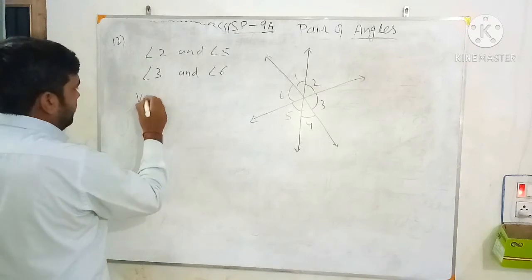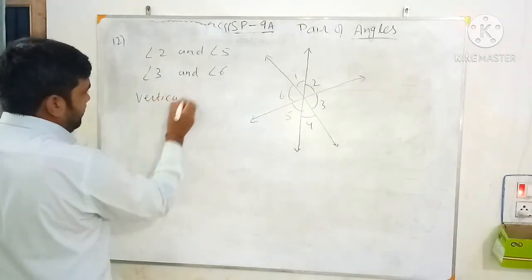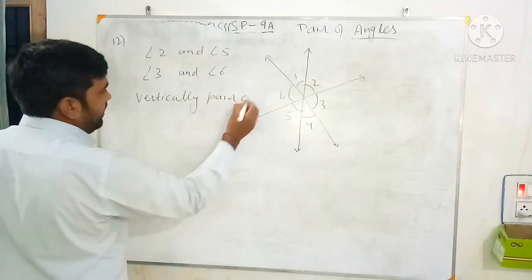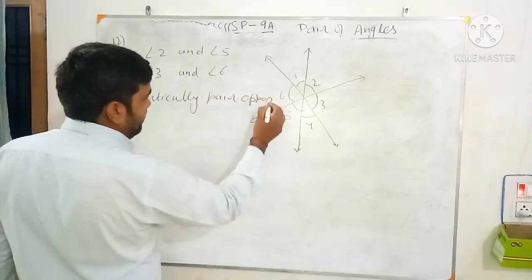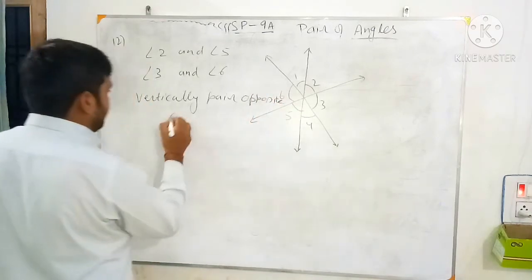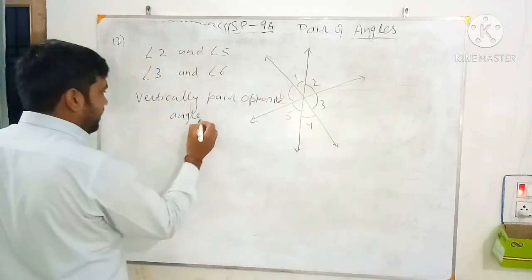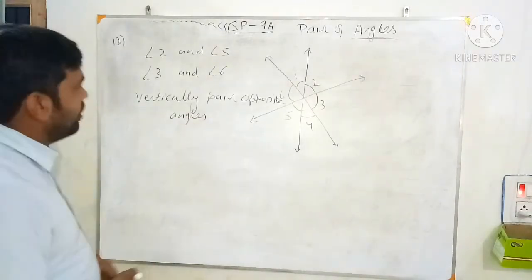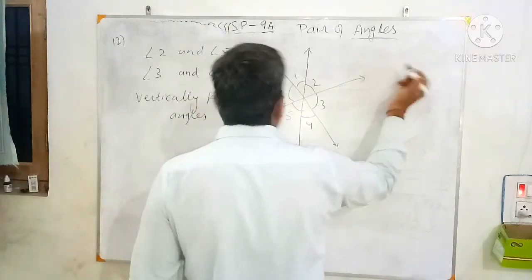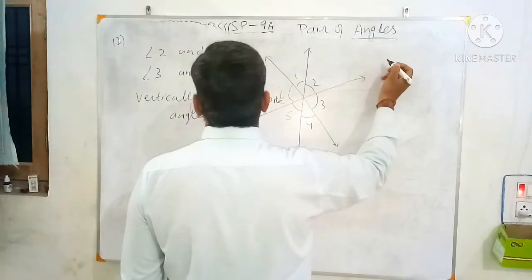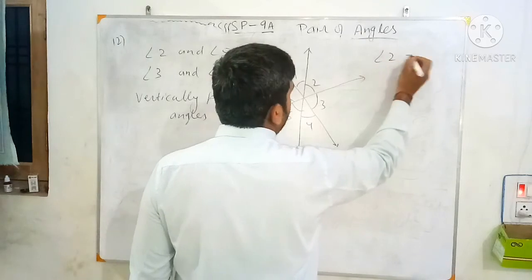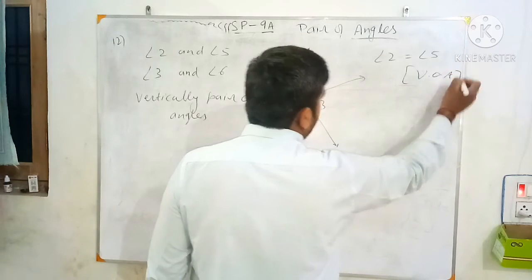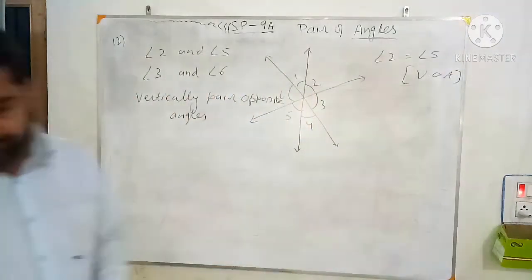These are vertical opposite angles, and these are equal also. So vertical opposite angles are always equal. So in the coming questions we can quote this reason: angle 2 is equal to angle 5. The reason we quote: vertical opposite angle.